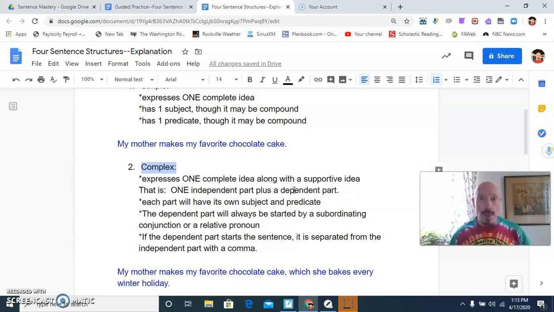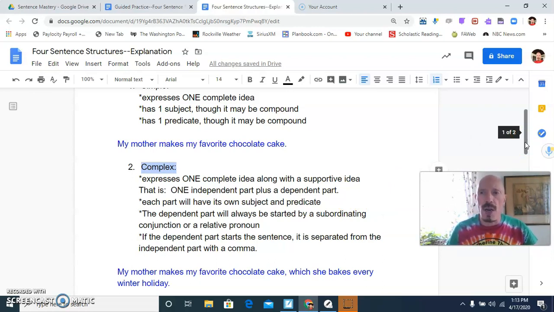The dependent part, the dependent clause that can't be by itself, will usually start with a subordinating conjunction or a relative pronoun, like who, which, those, that. I think I want to say who, but I'm not sure. Or what. But things like whatever, whenever, wherever.